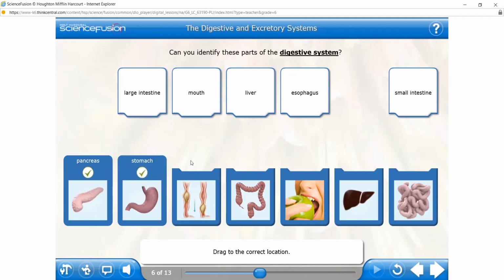Malak, what is this, from which the food passes down? Come on, Malak. Yes. Malak. Esophagus.